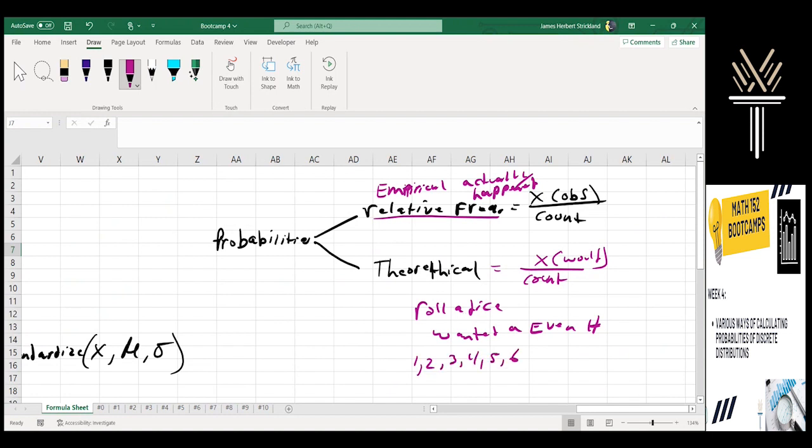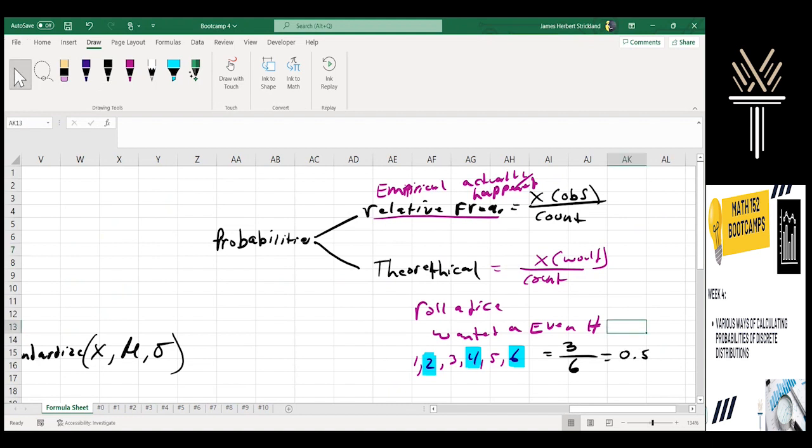I know it's technically a die, but the concept's the same. And of those numbers, I want even ones. So I want 2, 4, and 6. And so what would happen if we got an even number, there's 3 even numbers out of 6 possibilities. And so if you type that in Excel, you'll see it come out as 0.5.